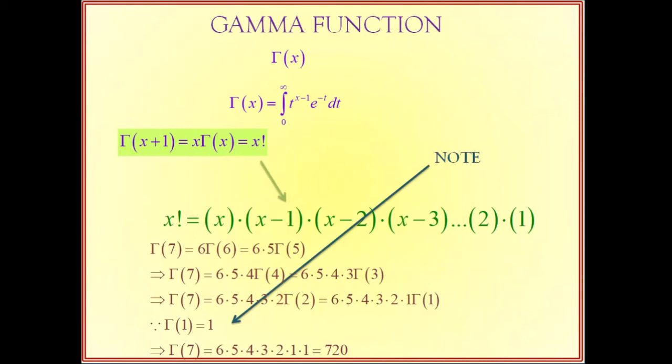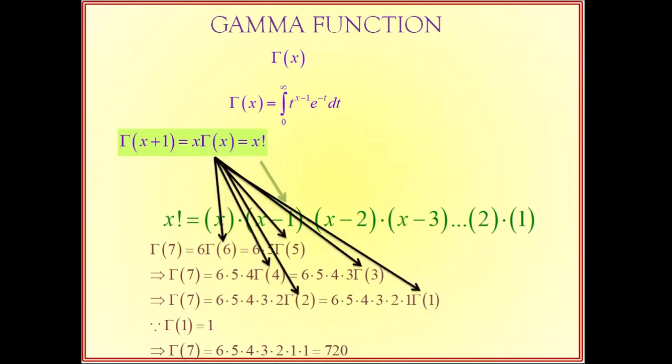Furthermore, we will notice that we have used gamma 1 as 1. And why have we used it? Because this is the fixed value of it. As we can see, we have solved gamma 7 by using this formula in these steps so many times.